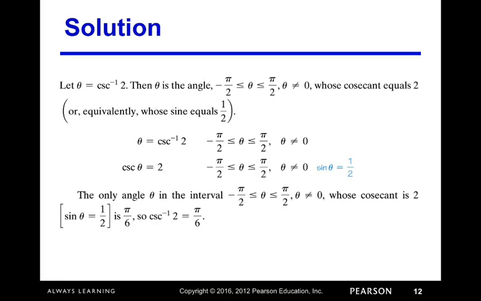Okay, it can't be 0. I think it's easier to look for the sine, the angle that has a sine of 1/2, and that's going to be pi over 6. So the angle that has a cosecant of 2 would be pi over 6. It's in the first quadrant.